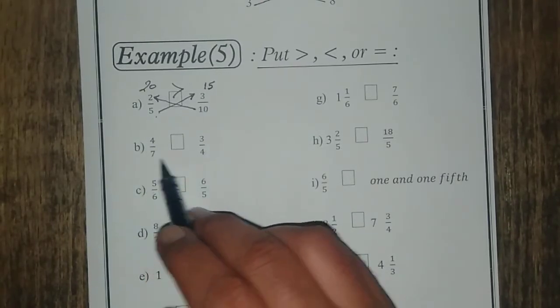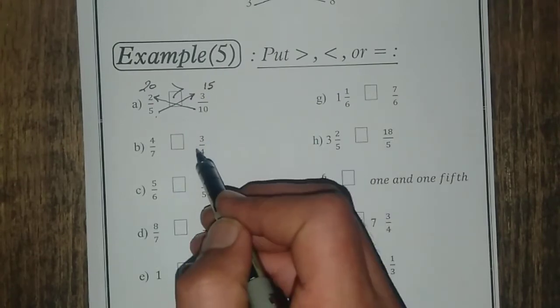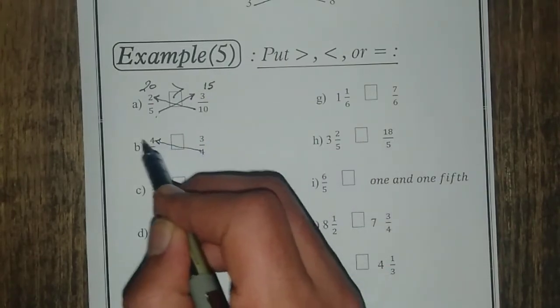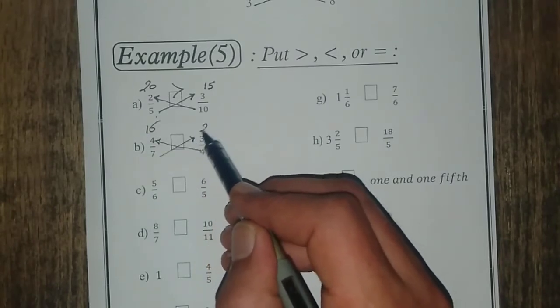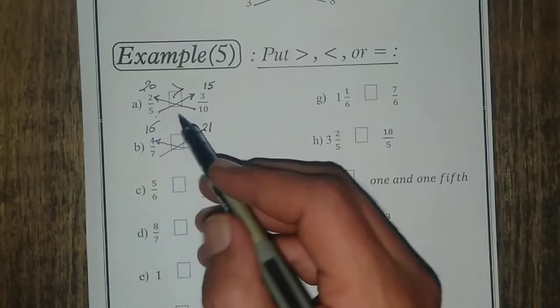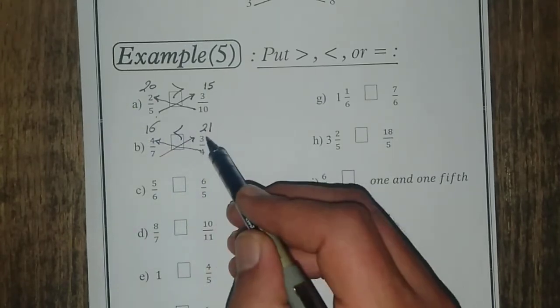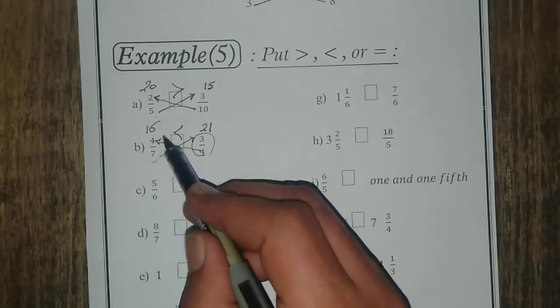Number B, 4 over 7 or 3 over 4. Cross multiplication, 4 times 4 equals 16. 7 times 3 equals 21. 21 is greater than 16, so 3 over 4 is greater than 4 over 7.